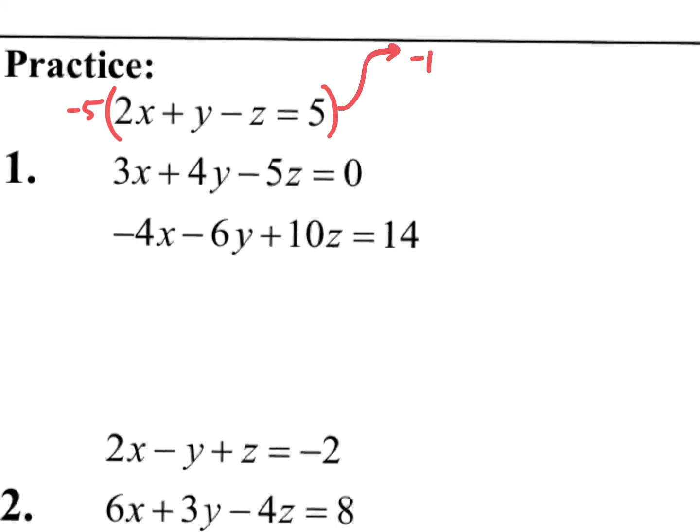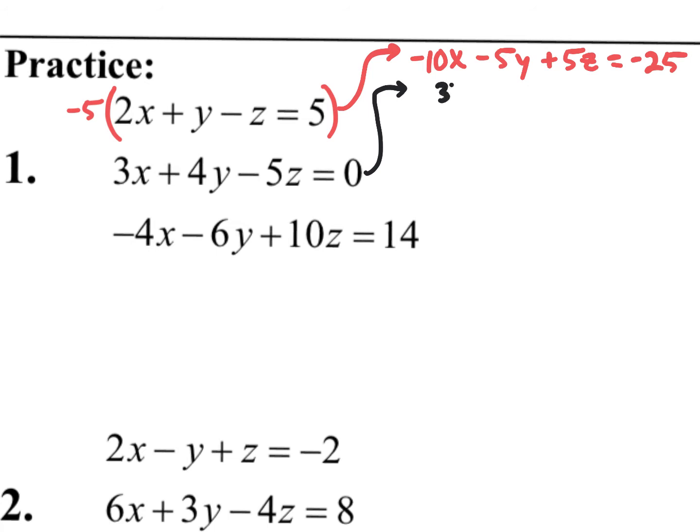Negative 5 times 2 is negative 10. We're talking about x's. Negative 5 times 1 is a negative 5 with the y. Negative 5 times z is positive 5 with the z. Negative 5 times positive 5 is negative 25. Are you with me? Yeah. All right. And why did I multiply by negative 5? So I could just rewrite the middle equation, just rewrite it, and the z's will cancel.